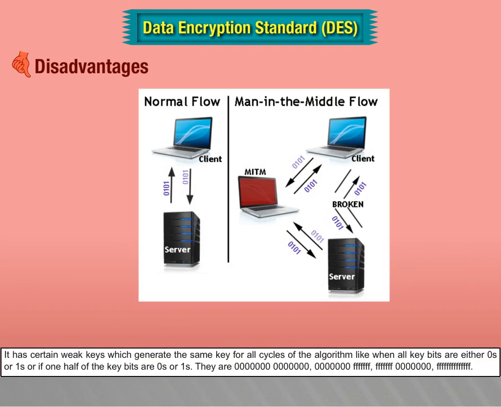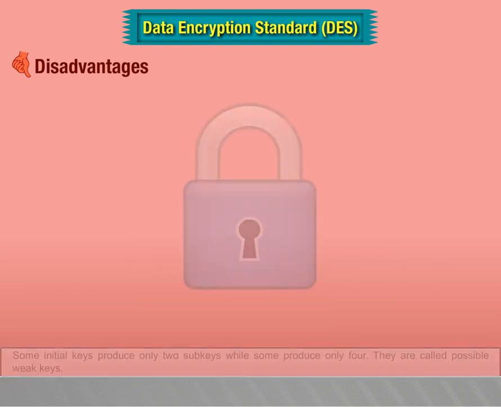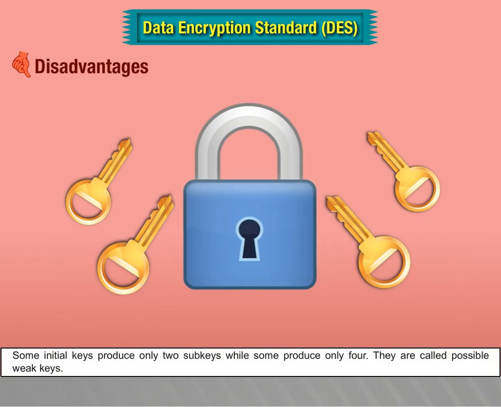It has certain weak keys which generate the same key for all the cycles of the algorithm, like when all key bits are either zeros or ones, or if one half of the key bits are zeros and the other half ones. Some initial keys produce only 2 subkeys, while some produce only 4. They are called possible weak keys.